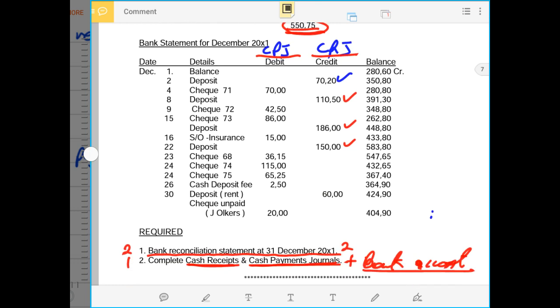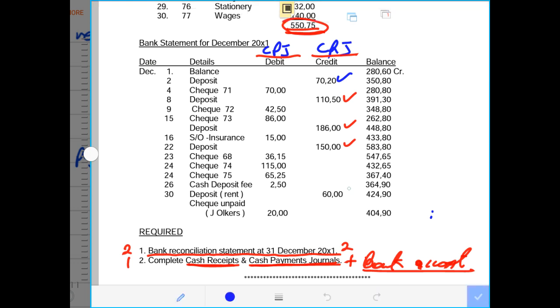So now the question is again, are there any other amounts that are still left on the credit side of the bank statement? The answer is yes. Which of those figures? It is the 60 rand. So now this will go to the cash receipt journal.